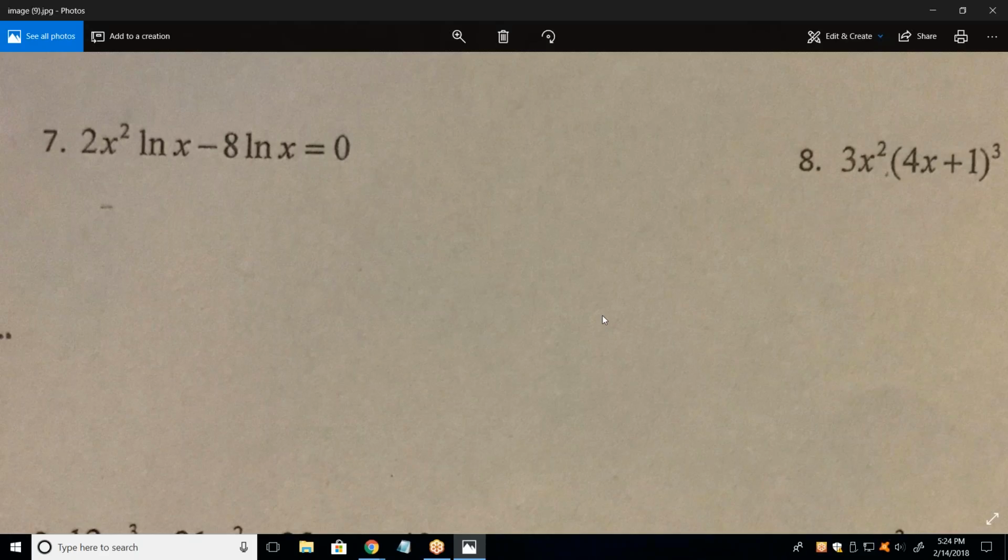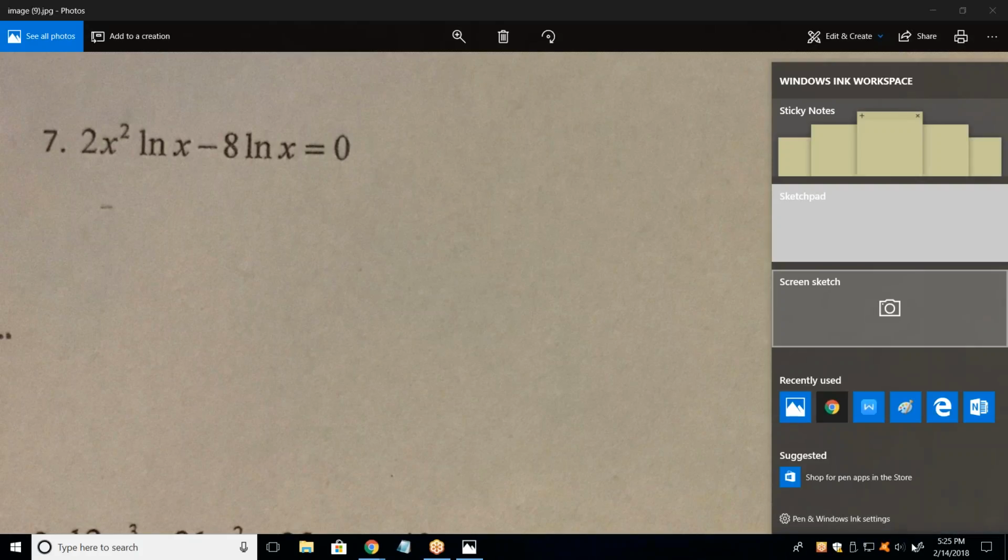Well, hold on one minute. Maybe we don't need to do that. Actually, an easier way we could do this: let's factor that out. There is a greatest common factor here. What is it? Natural log of x.